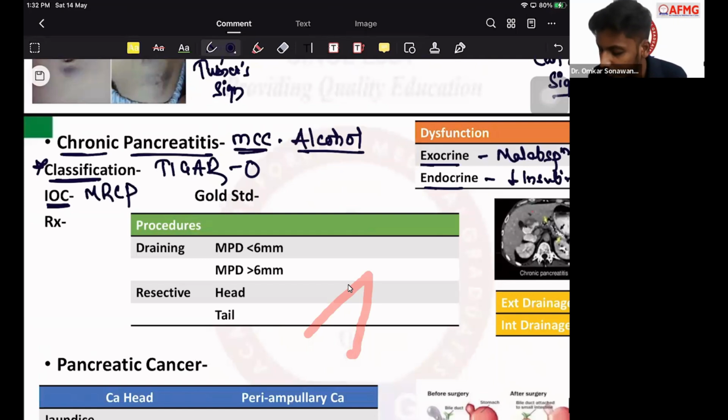Why MRCP? Because it is a non-invasive test. The investigation of choice for chronic pancreatitis is usually MRCP. Okay, remember. Most of the books also call it CECT abdomen. Remember.